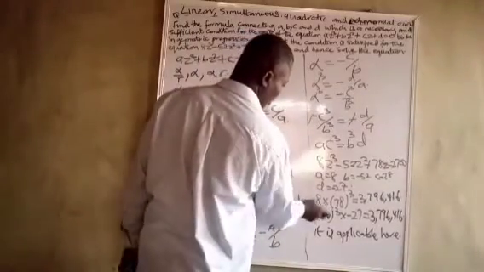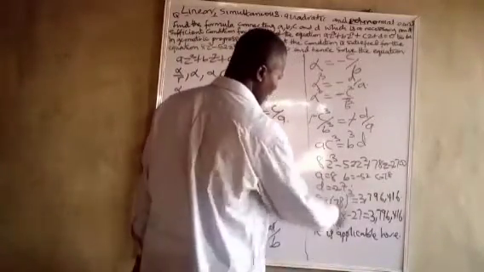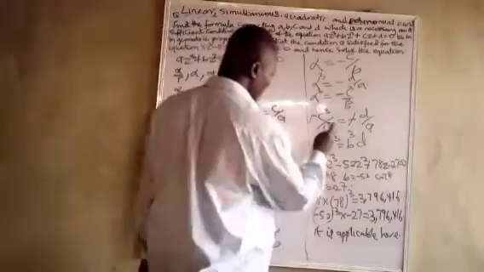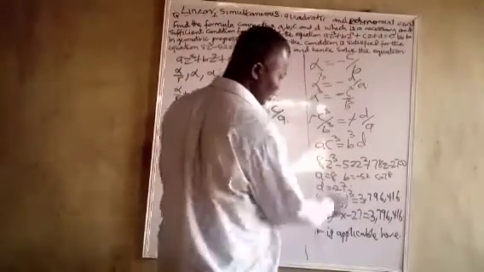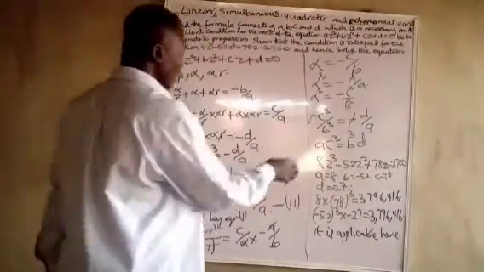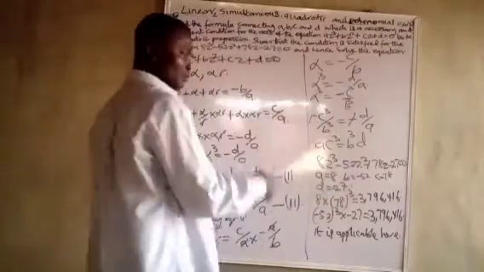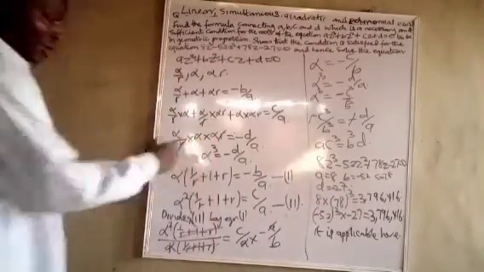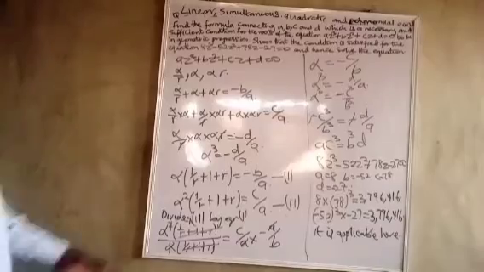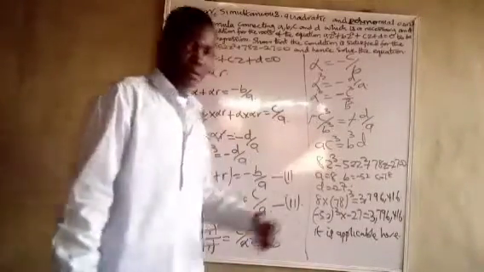So from my calculation, my ac cubed is 3,796,416, and my b cubed d is the same, 3,796,416. Which means that the roots of this equation are also in geometric progression. That's what it means. So it is applicable in this situation. This information will make it easy for us to find the roots of this equation.